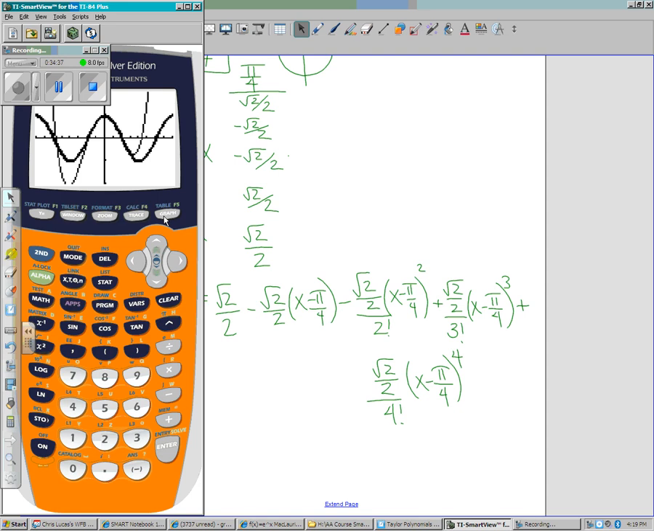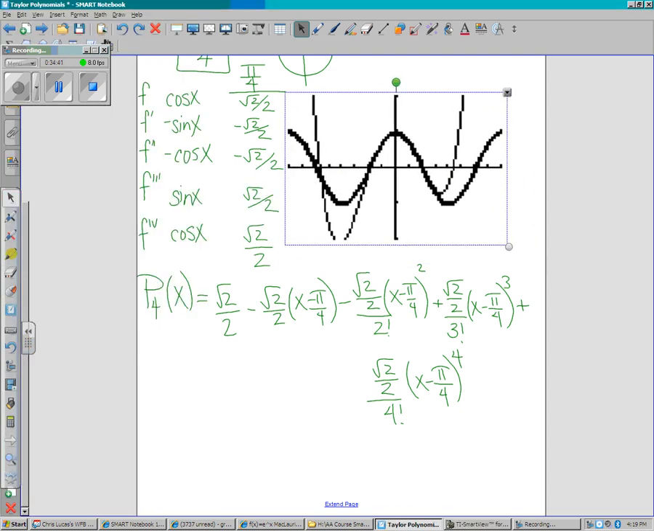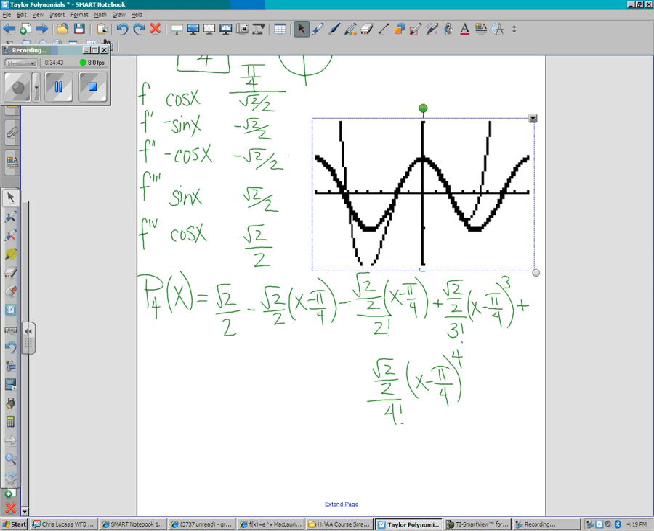Take a look at that, folks. Is that not just really cool? Because what we can see is right in the neighborhood of pi over 4, which is right in here, we can't even see how the functions are different. So we see actually a really pretty good modeling of the cosine function with a polynomial of degree 4 in the vicinity of pi over 4.